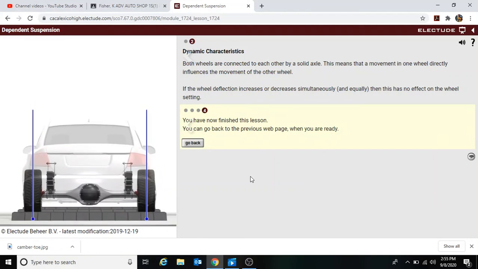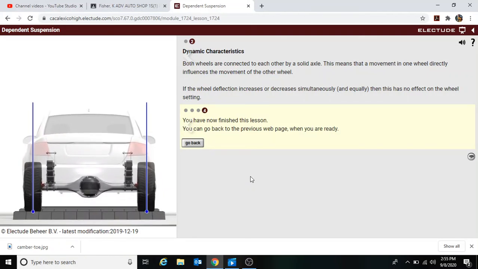Okay, so again, read the article on camber that I have for you in your online classroom.